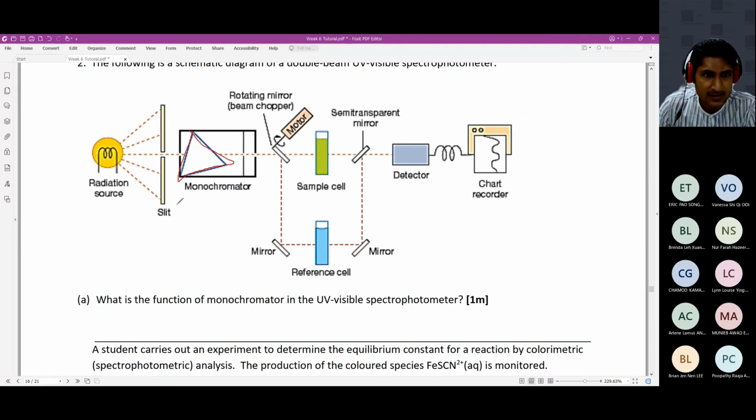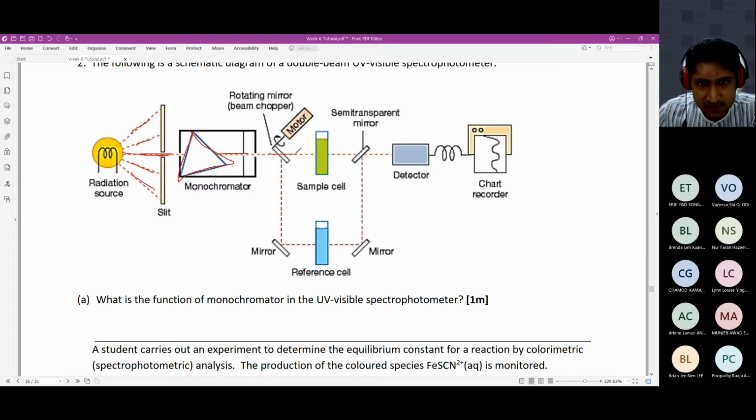Moreover, there is a slit, and the source of radiation will produce one single nanometer of light. All these lights are of a single wavelength. The light comes through the monochromator's slit, a very small opening. The monochromator further reduces the light to one single beam, and it allows just that one beam to come through.